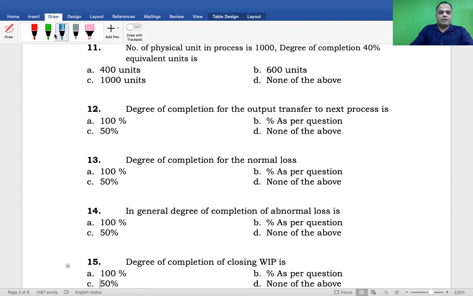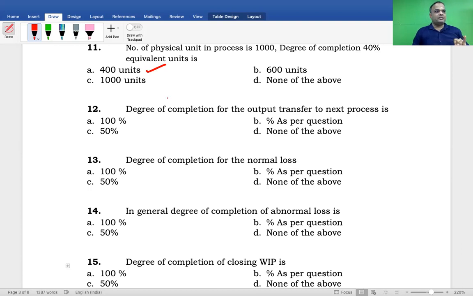Next. Number of physical units in process is 1000. Degree of completion 40%. The formula for equivalent unit is number of physical units into percentage of completion, which comes to 400 units. For your information, short notes on equivalent production is a frequently asked question.